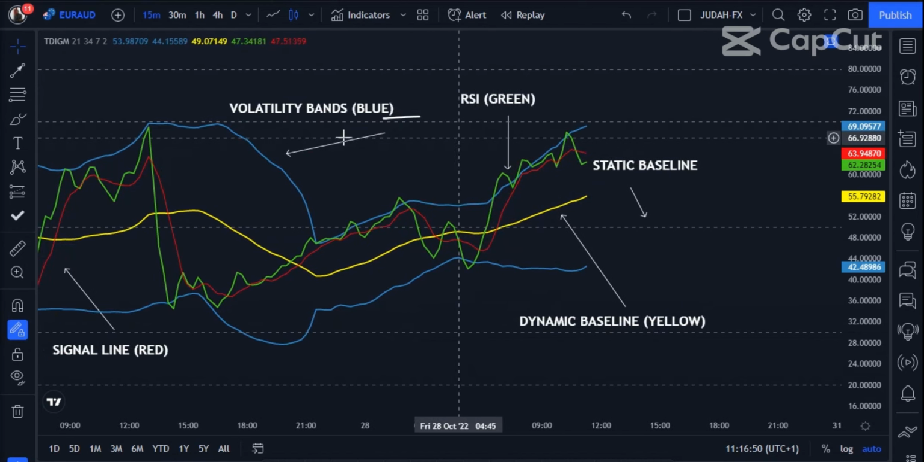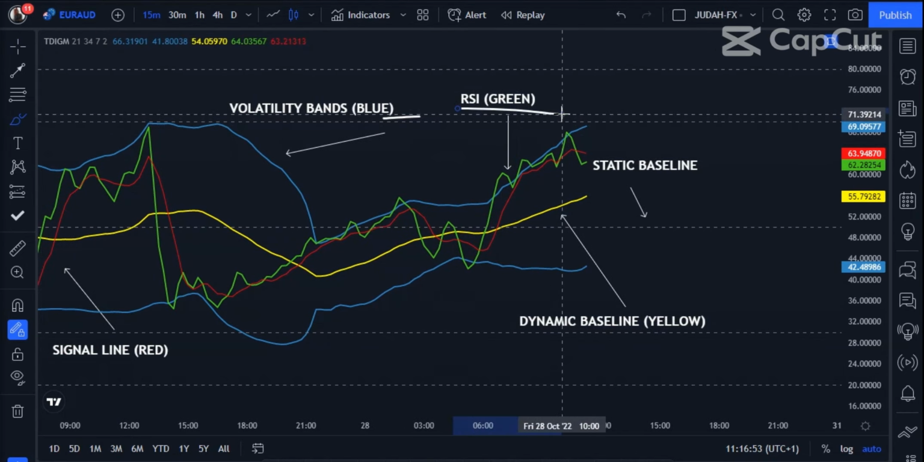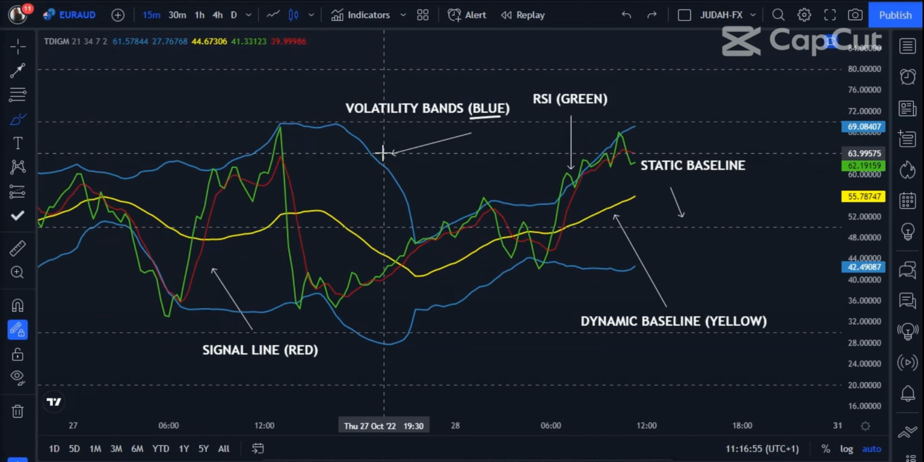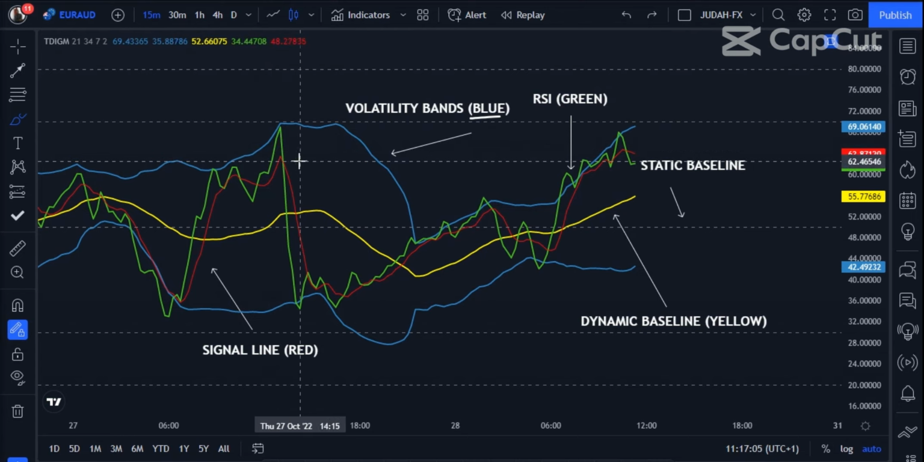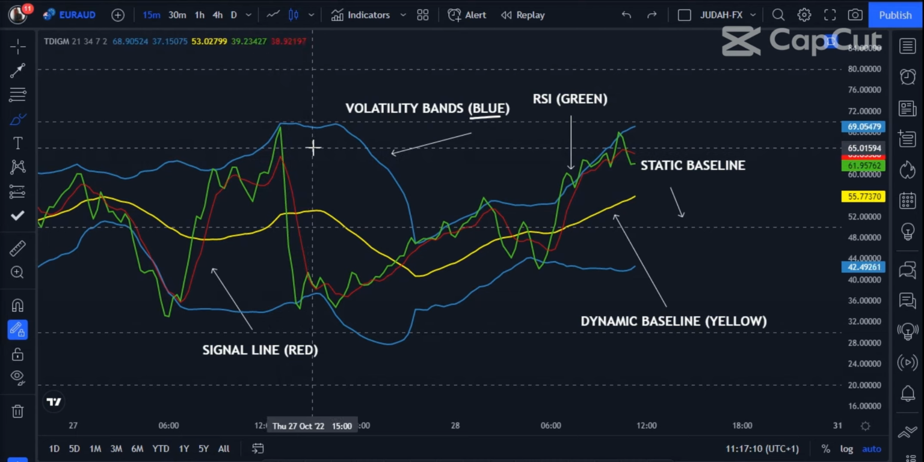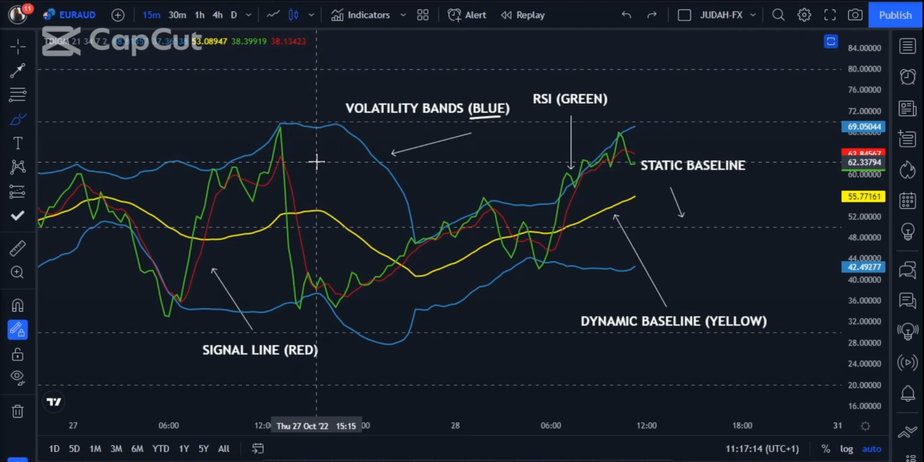Now the RSI, this is just the basic RSI, just put in here. It's the green line, the green moving average, or whatever you want to call it. It's going to be used for the trade entries. The way it works is it prints the closes of the candle. So when the candle closes, it prints. Each candle that closes, it prints.